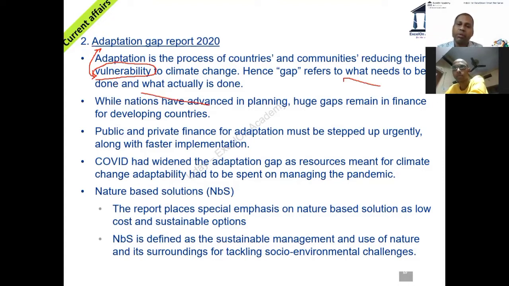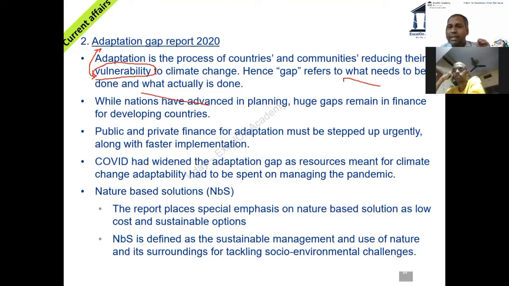High vulnerability, what does it mean? Low adaptation. Very good adaptation to climate change, what does it mean? Low vulnerability. So this report specifically tracks, at a global level, how the vulnerability should decrease with time and how vulnerability is actually decreasing. So they have a metric through which they are measuring the vulnerability.